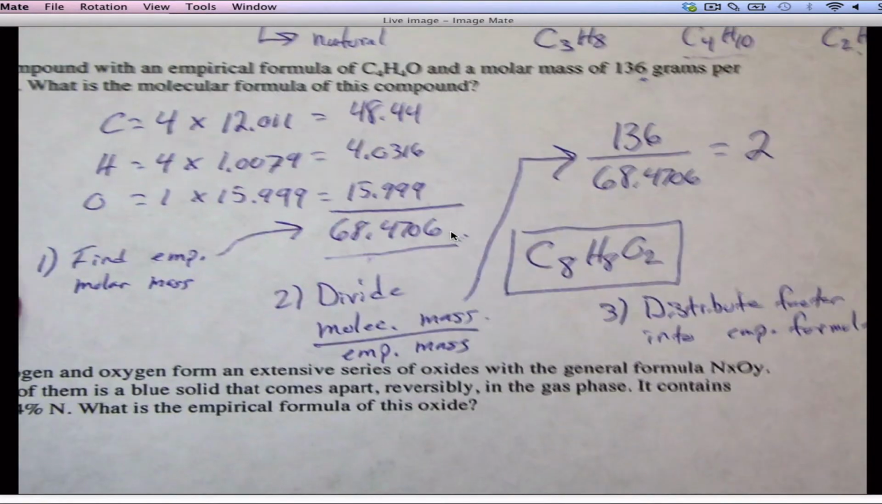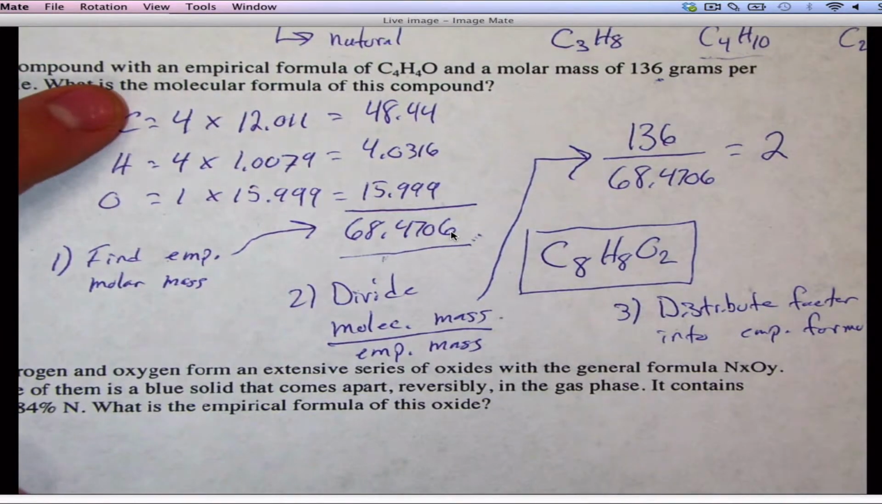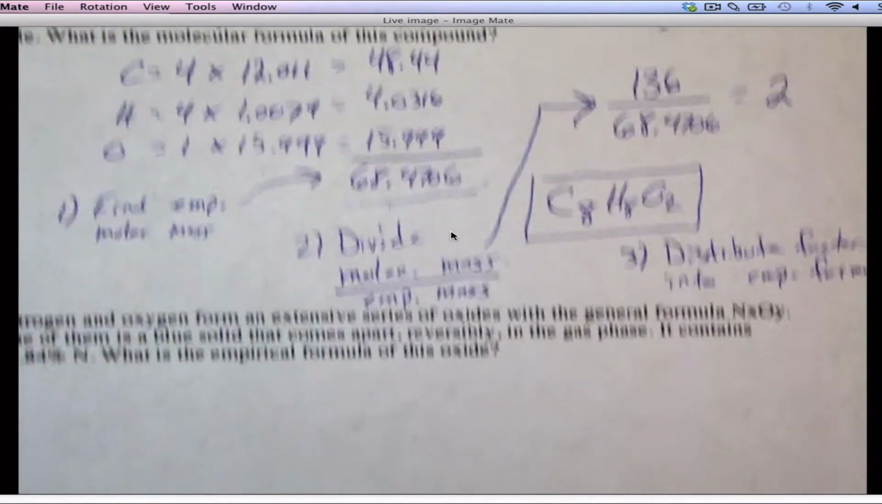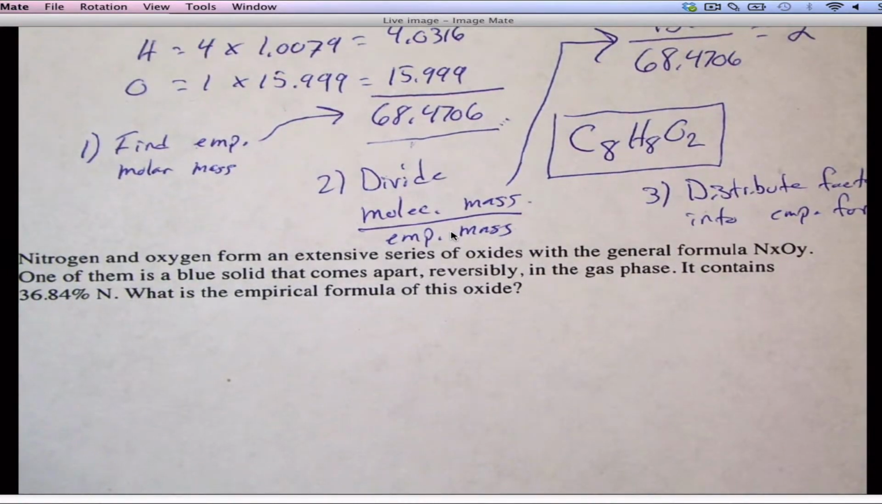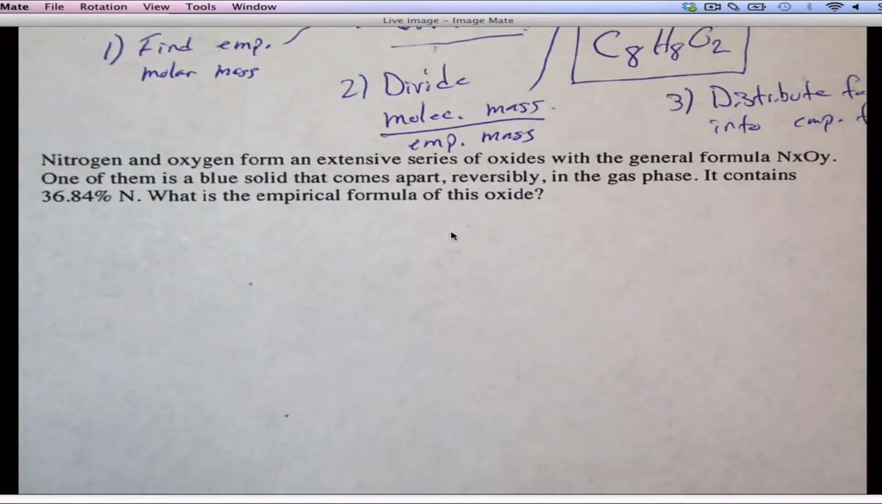So the 3 basic steps are for problems when you are given the empirical mass and trying to find the molecular mass. All right, so make sure when you read the word problem, you know what they're asking for. Let's try another brand of formula. In this one, instead of finding the molecular formula, now we have to find the empirical formula.